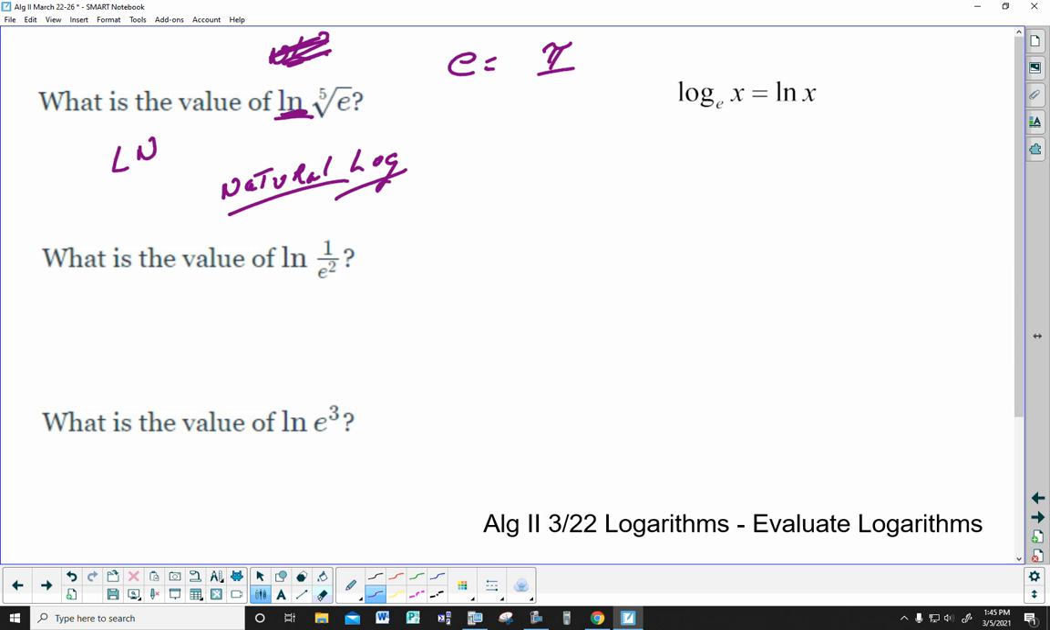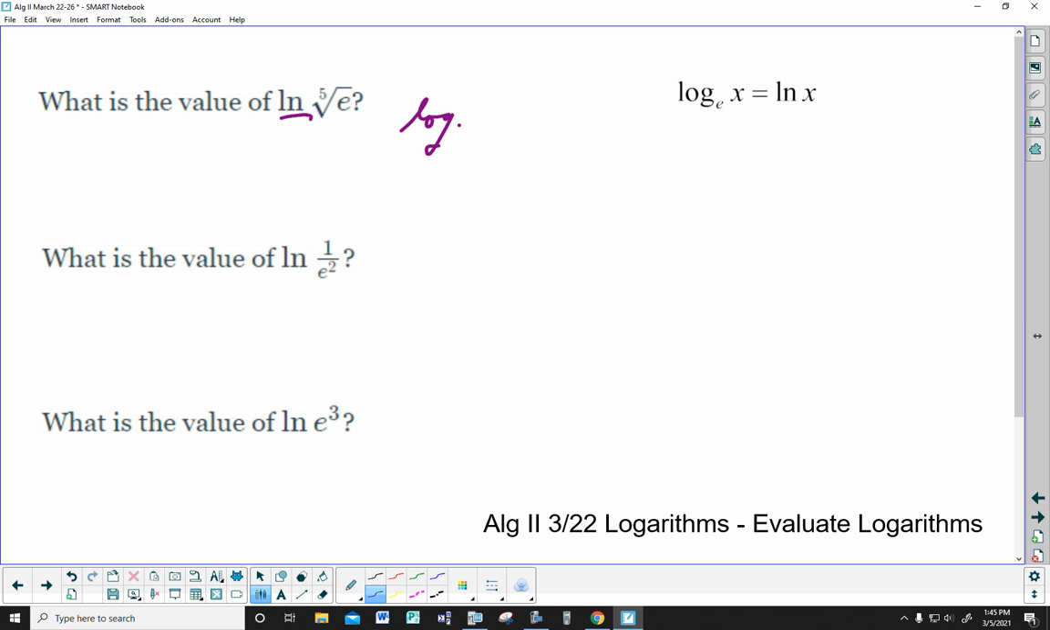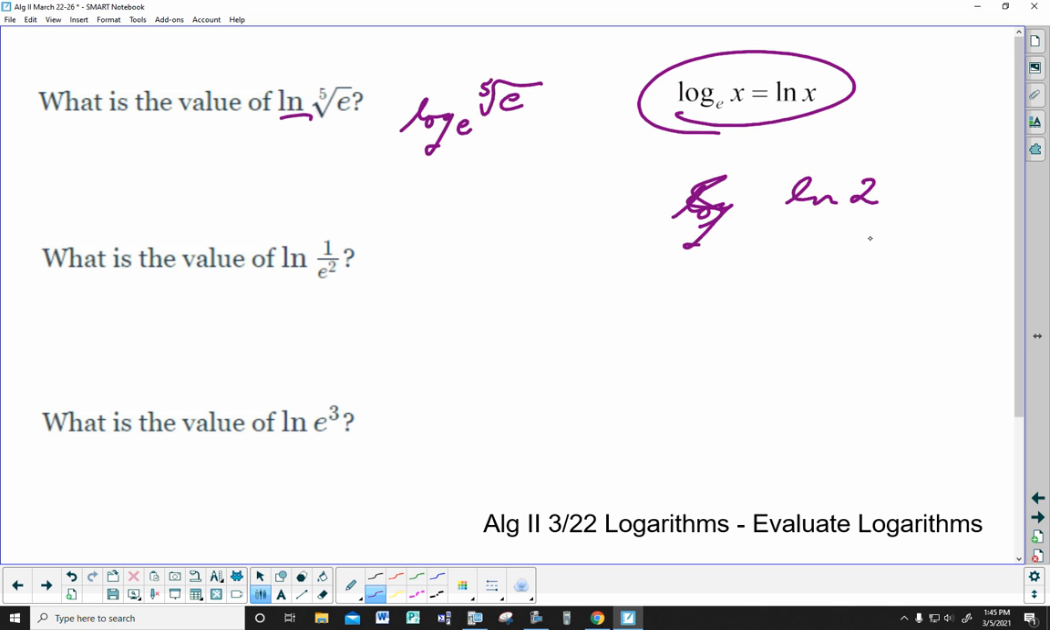When you see a problem with e in it, or an ln is really what I meant to say, it is equivalent to writing log base e, in this case, a fifth root of e. Okay, right here. These are equivalent. Okay, so let me give you an easier one. Here, let me try this. ln of 2. That's log base e of 2. That's the same thing. Okay, these are equivalent statements.